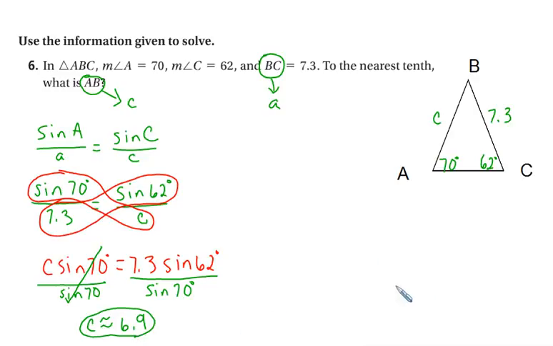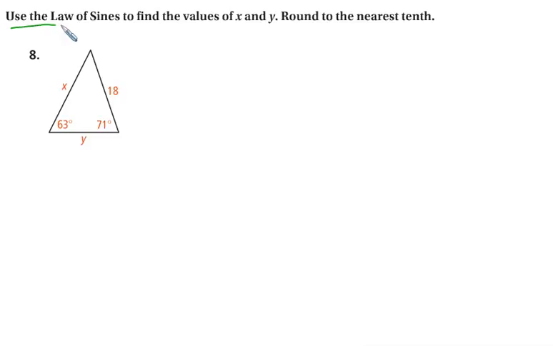Okay, the next problem that I have for you says to use the law of sines to find the values of x and y, and we're going to round to the nearest tenth just like we did on the previous problem. Now, I like this problem. It's not labeled like the previous one, A, B, and C. Doesn't have anything labeled. But we know the things that go together.